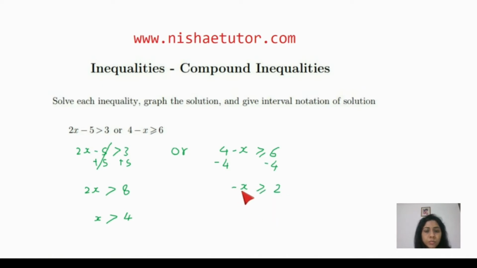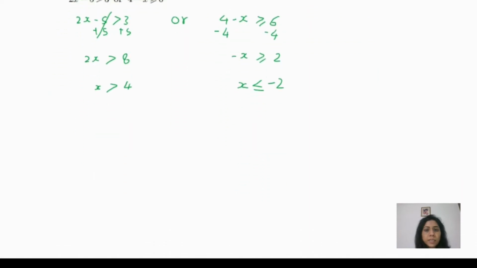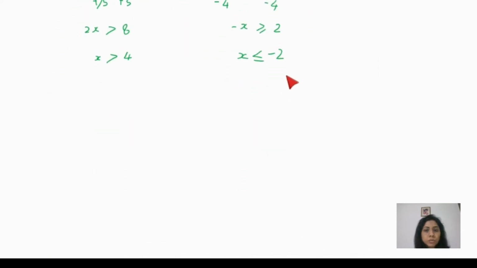Here minus x, so we can divide by a negative number. And do you know, when we divide or multiply by a negative number, the inequality sign changes, reverses. So when we divide both sides by negative 1, the inequality sign changes, and this is minus 2. Okay, so x greater than 4 and x less than or equal to minus 2.